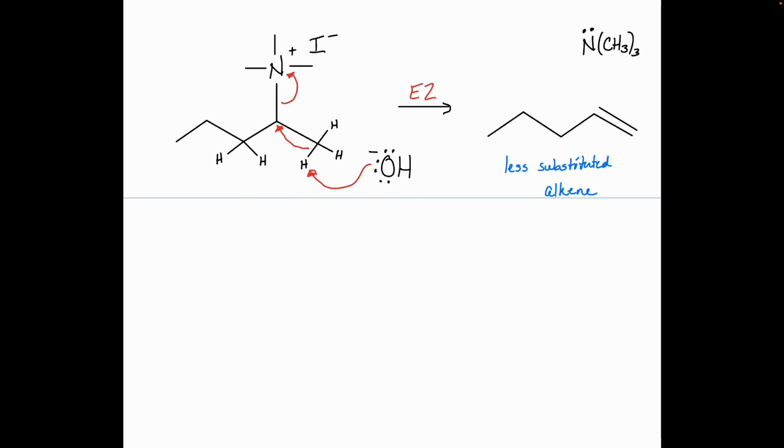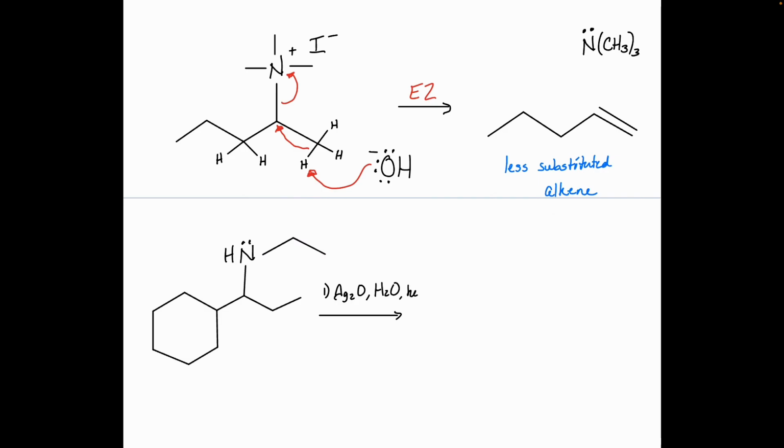All right, so then keeping this in mind, let's take a look at another amine, see if we can't predict what the alkene product would be of this Hofmann elimination. Oh, whoops, I mixed that up. That's the second step.